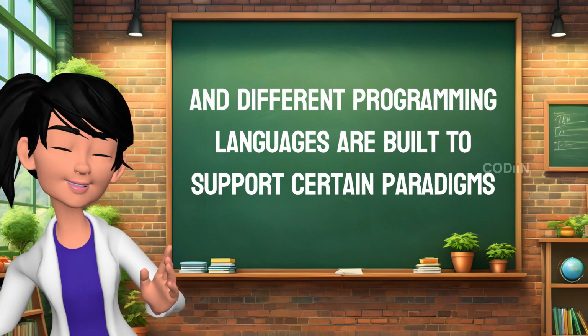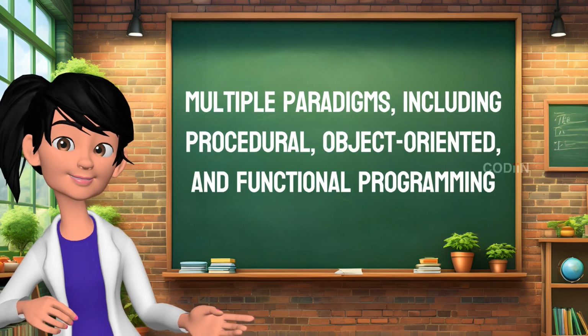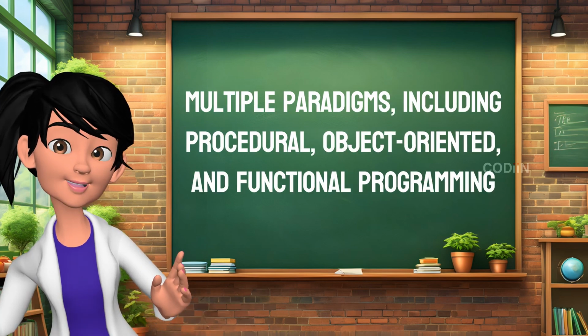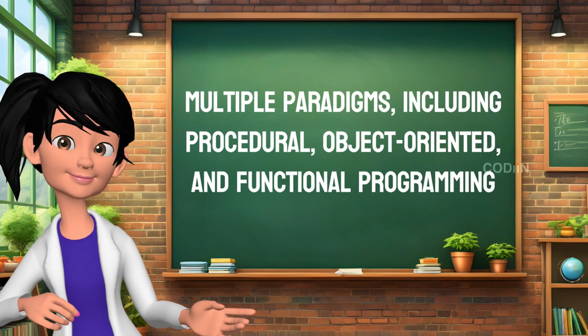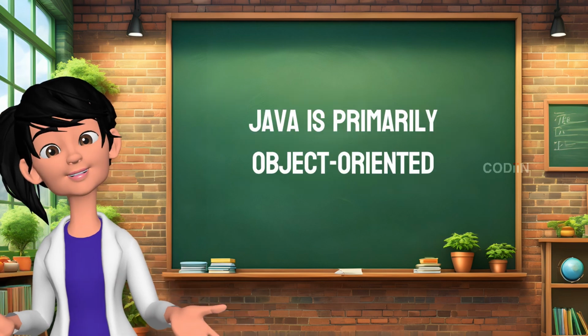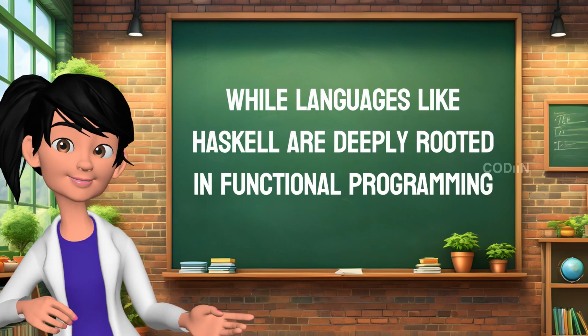Each of these paradigms provides unique ways of structuring and solving problems, and different programming languages are built to support certain paradigms. For instance, Python is a versatile language that supports multiple paradigms, including procedural, object-oriented, and functional programming. Java is primarily object-oriented, while languages like Haskell are deeply rooted in functional programming.